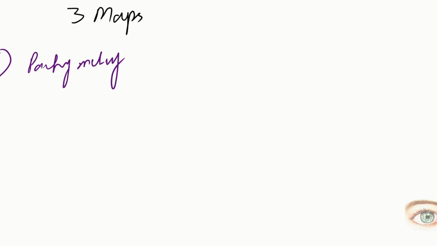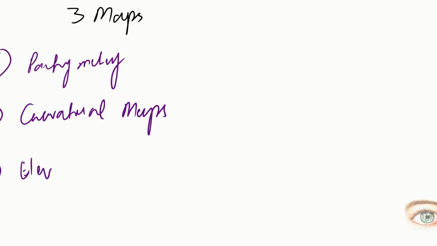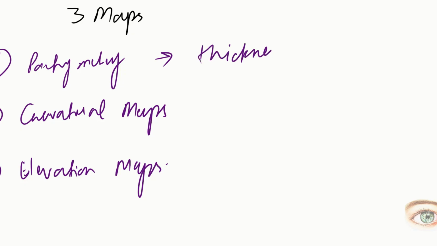Now, there are three kinds of maps. The first one is the pachymetry map, the second one is the curvature maps, and the third one is the elevation maps. So first, we're going to talk about the pachymetry map, and the pachymetry map is going to tell us about the thickness.